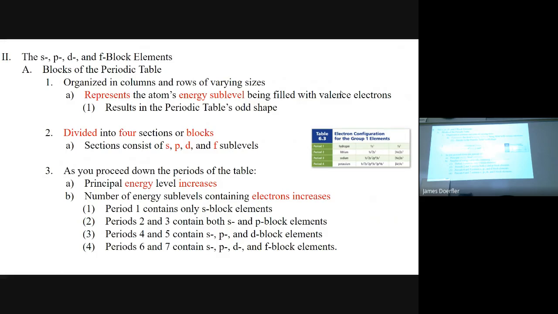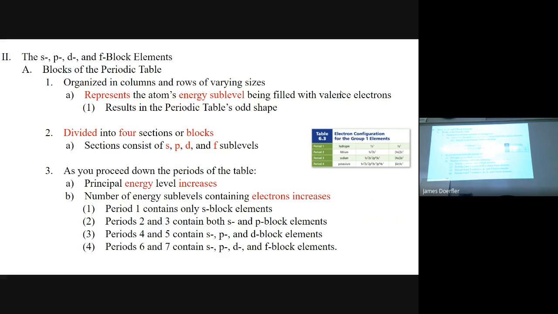So here's where we get to our reference back to last chapter. As we've seen and talked about quite extensively, the periodic table is broken up into 4 blocks. The blocks on the periodic table are organized in columns and rows of varying sizes, which represents an atom's energy sublevels that are being filled with these valence electrons. And that's why we have this kind of weirdly shaped table, is all because of how it is arranged based upon the energy sublevels.